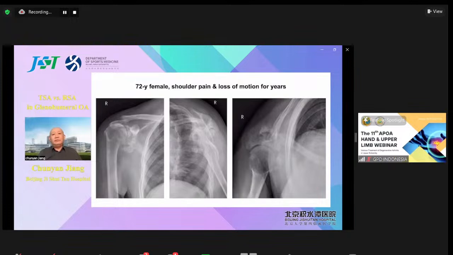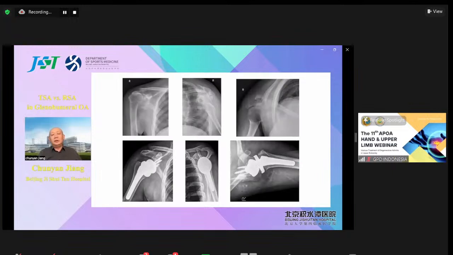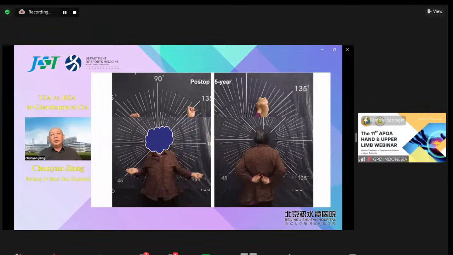For patients with severe cuff insufficiency and severe OA, reverse shoulder arthroplasty is definitely the best indication and the best solution, especially in senior patients, and they could achieve very promising and predictable outcomes. This is a 5-year outcome of a patient, and the French society has 15-year long-term follow-up showing that using reverse shoulder arthroplasty for the indication of cuff tear arthropathy, the survival rate can be expected to be over 90% at about 15 years after surgery. So reverse shoulder arthroplasty is the best solution for these patients.